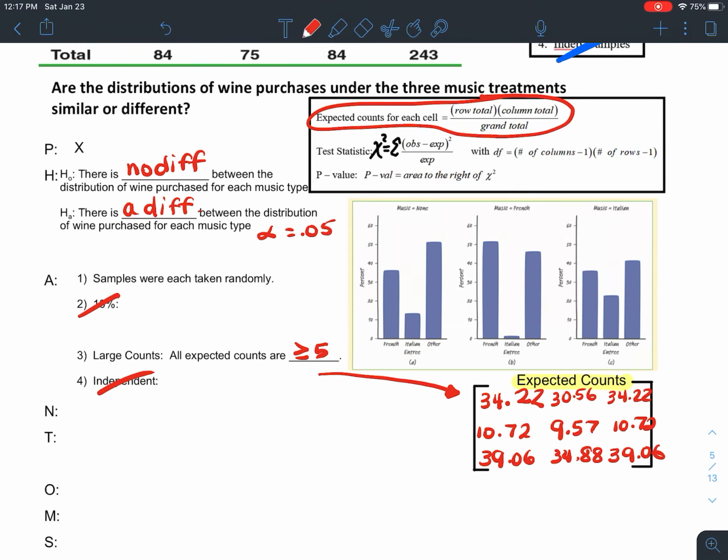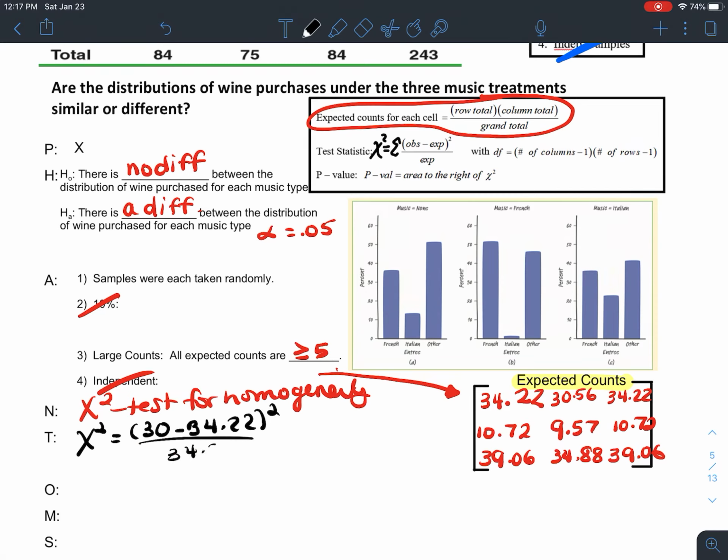Okay, the name of this test: chi-square test for homogeneity. Now I'm going to go ahead and list the first couple of values: observed minus expected squared, divided by expected. I'm going to do the next one, and then I'm just going to briefly explain how you can use your calculator to come up with this chi-square test statistic, because this has 9 different entries, so that's a lot to type into the calculator.